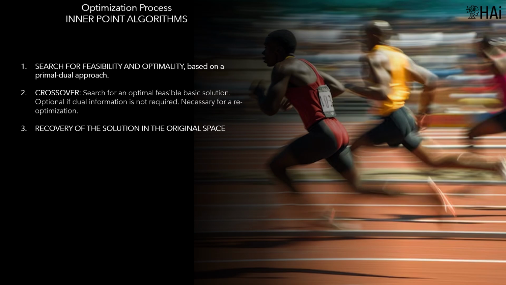The steps of an inner algorithm, the process to solve the optimization problem, are: search for feasibility and optimality, based on a primal dual approach. Crossover, search for an optimal feasible basic solution. Optional if dual information is not required. Necessary for a re-optimization. Recovery of the solution in the original space.